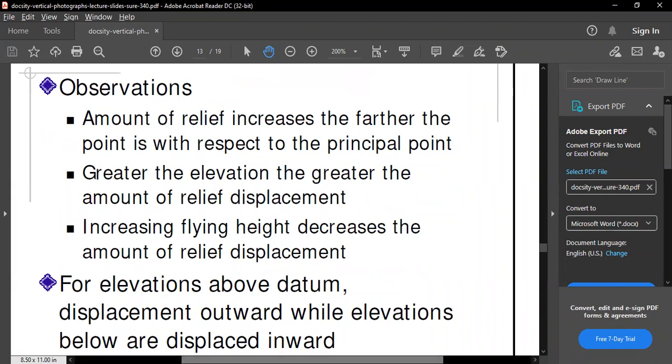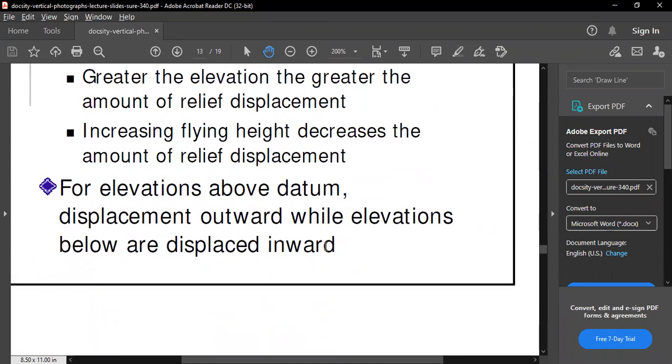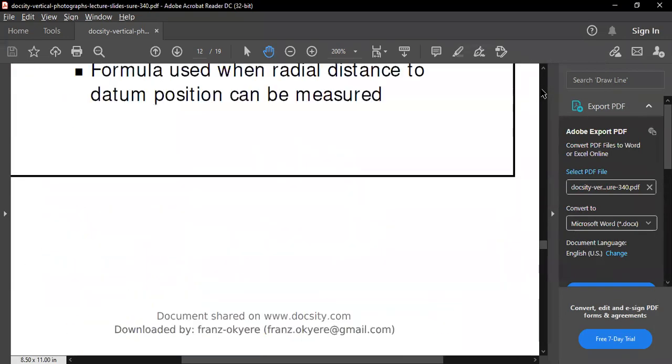If you've traveled from Kumasi to Accra before, you see that all the buildings tend to look flat. As you go higher and you go over some villages, everything seems flat. All right. So for elevations above datum, displacement is outward, while elevations below are displaced inward. So we need to take note of that, and take note of this statement. I'm going to go back because of that statement.